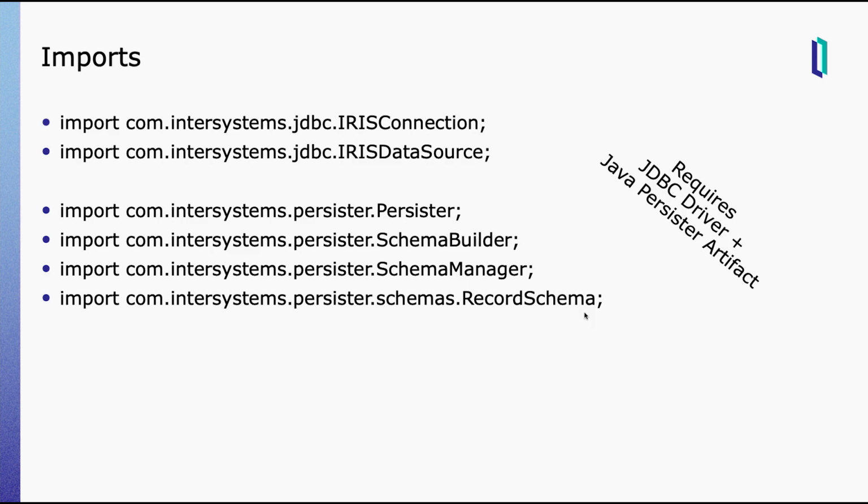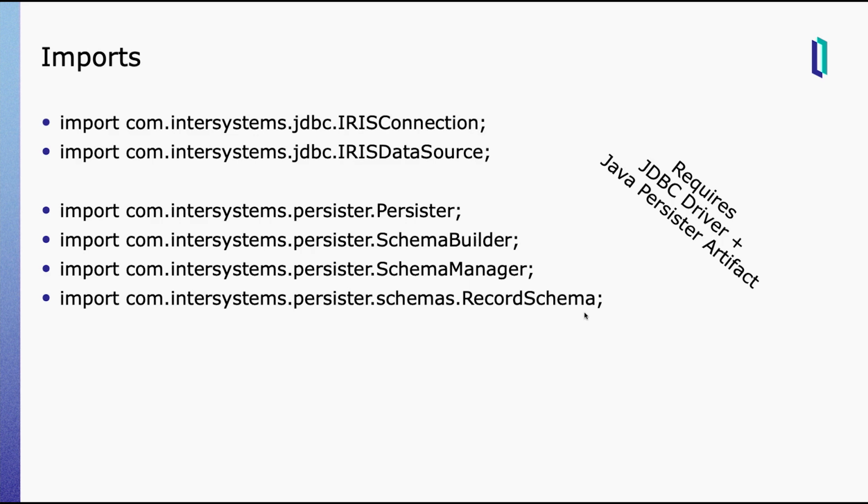I'm going to talk more about what the SchemaBuilder really does, but to give you an idea, the schema is basically a representation of the class structure, the table that you want to work with on the server side. So it's basically the metadata describing what the payload looks like that you want to ship to the server. We call that a schema in the Persister.